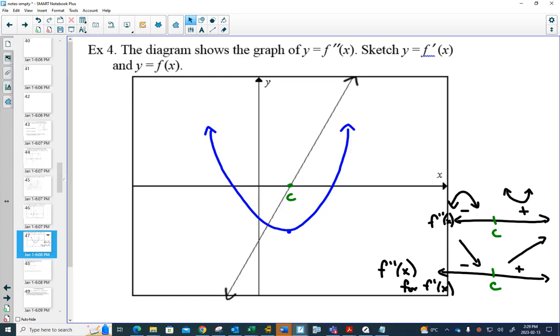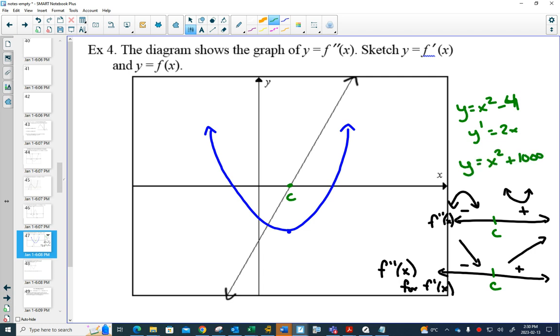And the reason for that is because when you're working up, there could always be a constant that when you take the derivative goes away. Does that make sense? Like the derivative of x squared minus 4 is 2x, is the same derivative for x squared plus 1,000. The derivative is 2x. Can you see that x squared minus 4 is a parabola moved down? And x squared plus 1,000 is a parabola way moved up. They're the same graph, but in very different places.